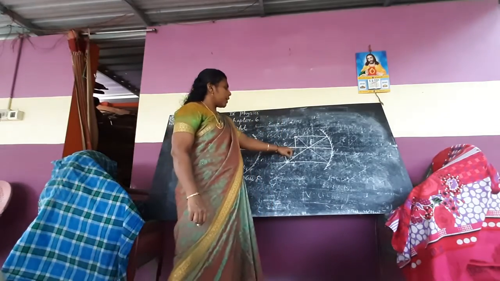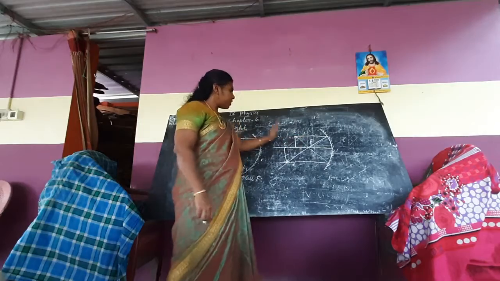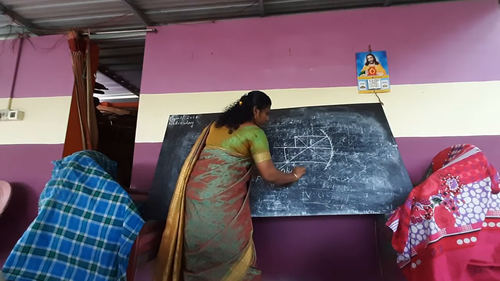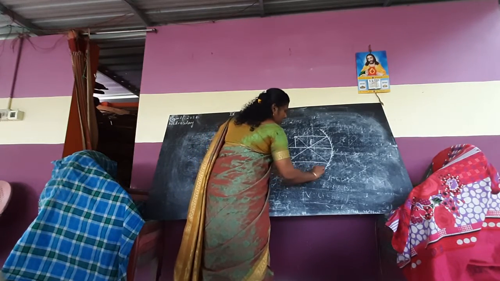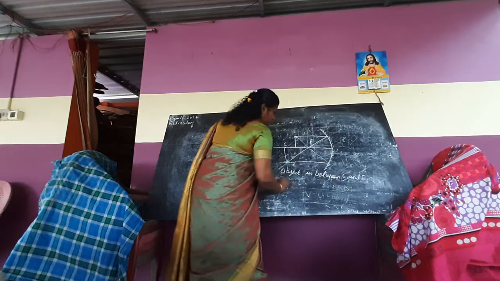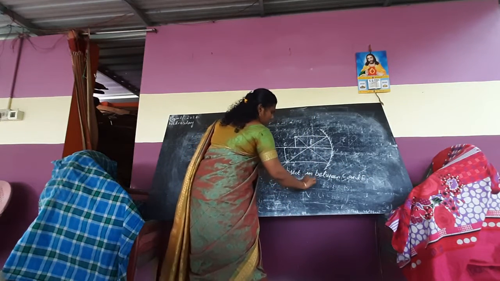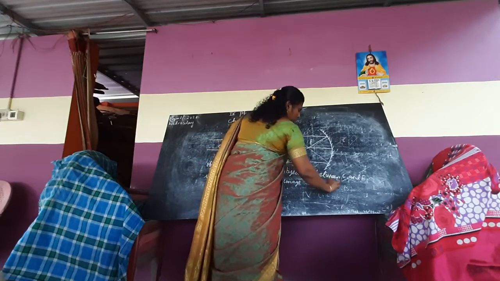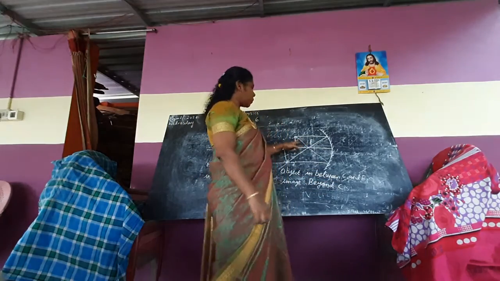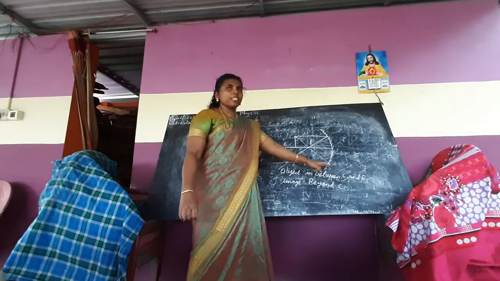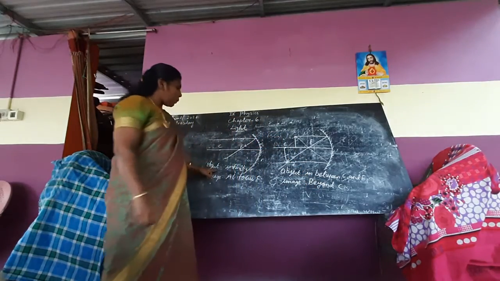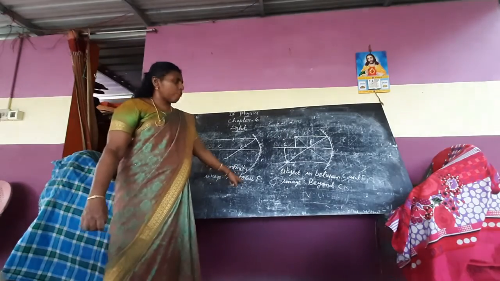Now see, the object is in between C and F. Where will you get the image? Beyond C. So you can write here: object in between C and F, image beyond C. We have to draw this diagram. The object in between C and F, image will be beyond C. This is the second diagram. First diagram, the object is at infinity, the image will be at the focus.